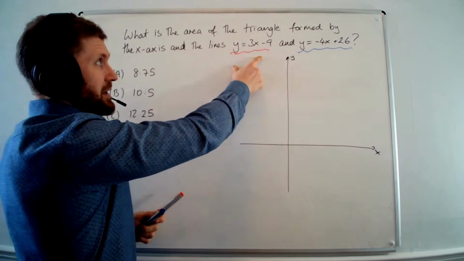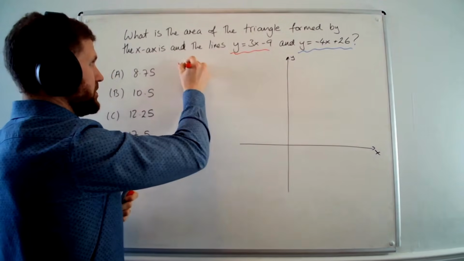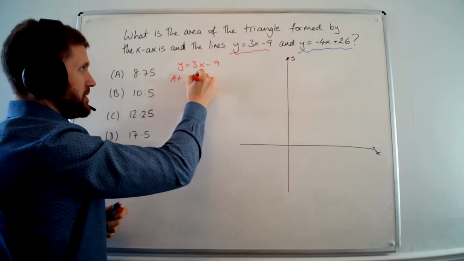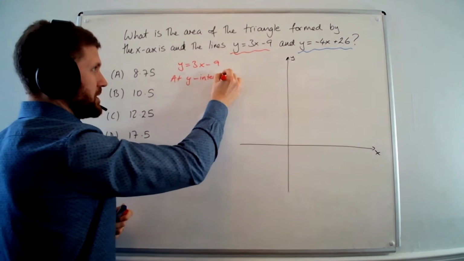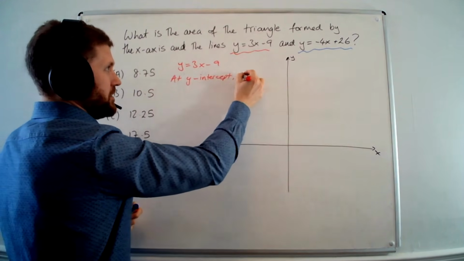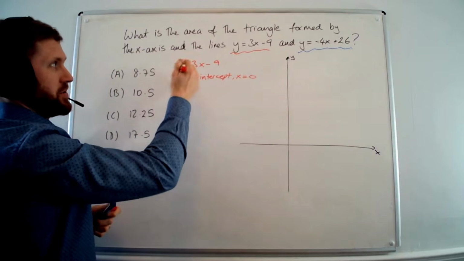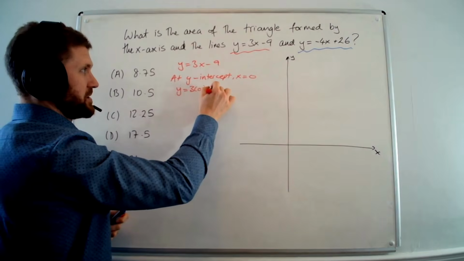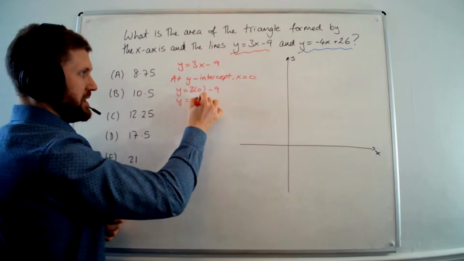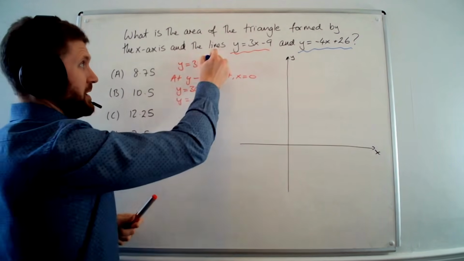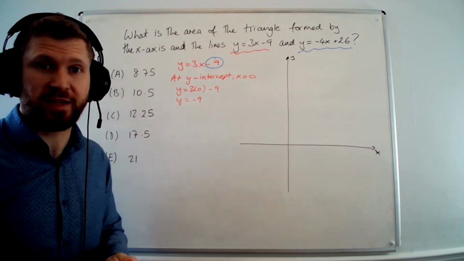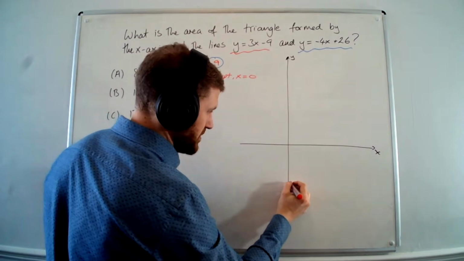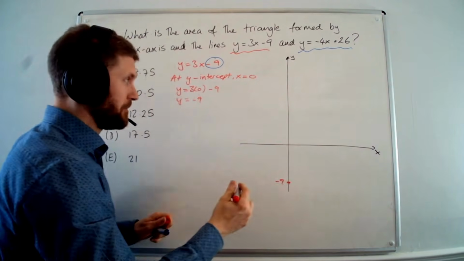So if I deal with this red line first, we've got y equals 3x minus 9. At the y-intercept, the x-coordinate equals 0. So I can plug x equals 0 into this, and that will give me negative 9. Alternatively, I can just take that number off at the end of the equation here. So I know that this line goes through x is 0, y is negative 9 down here.